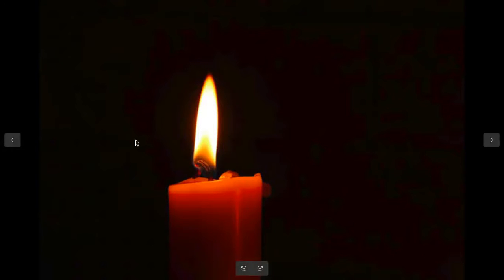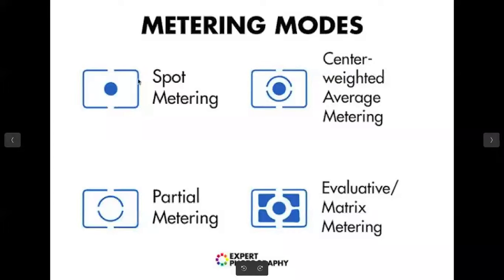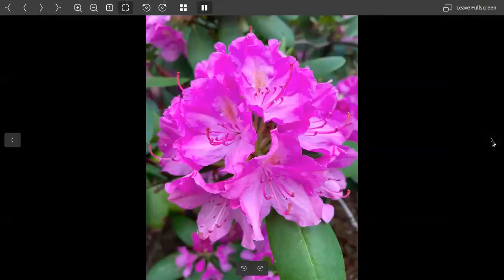So my overall exposure will be ruined. The mood of the photo will be ruined. So in that type of scenario, what is the best exposure metering mode I should engage? It is spot metering. I should meter this frame to this frame.